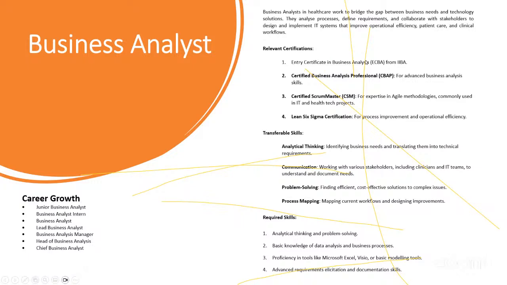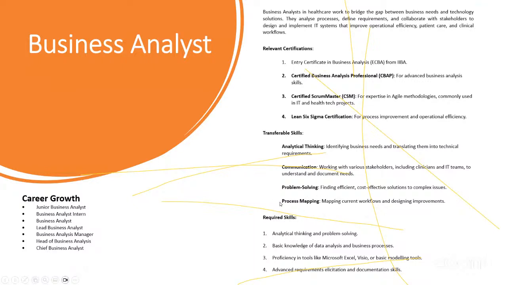Some of the certifications: there's the ECBA from the International Institute of Business Analysis. There's the CBAP, that's for Advanced Business Analyst. Then you could do the Scrum Master, then the Lean Six Sigma, because as a business analyst, as you're studying people or processes, you're trying to figure out areas for improvement, to enhance efficiency. So Lean Six Sigma actually comes in handy. Then some of the transferable skills here are analytical thinking, communication, problem solving, and process mapping.